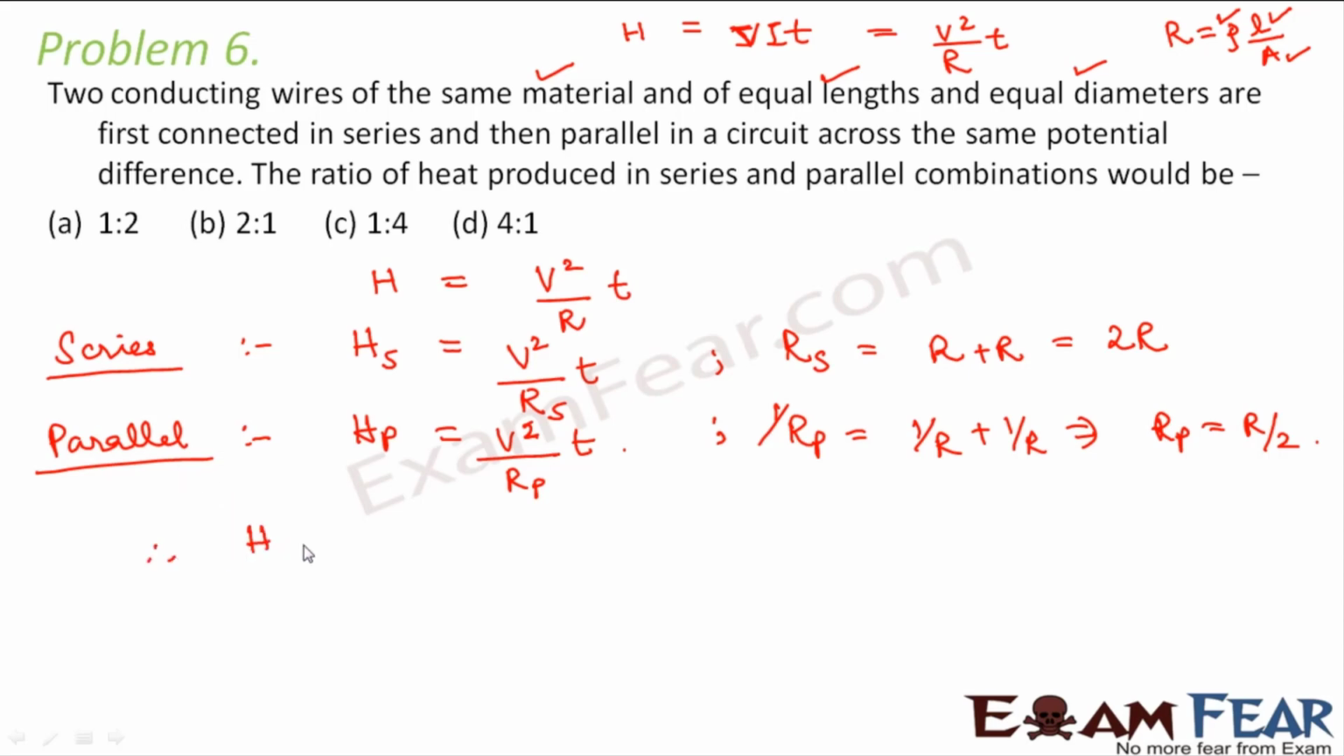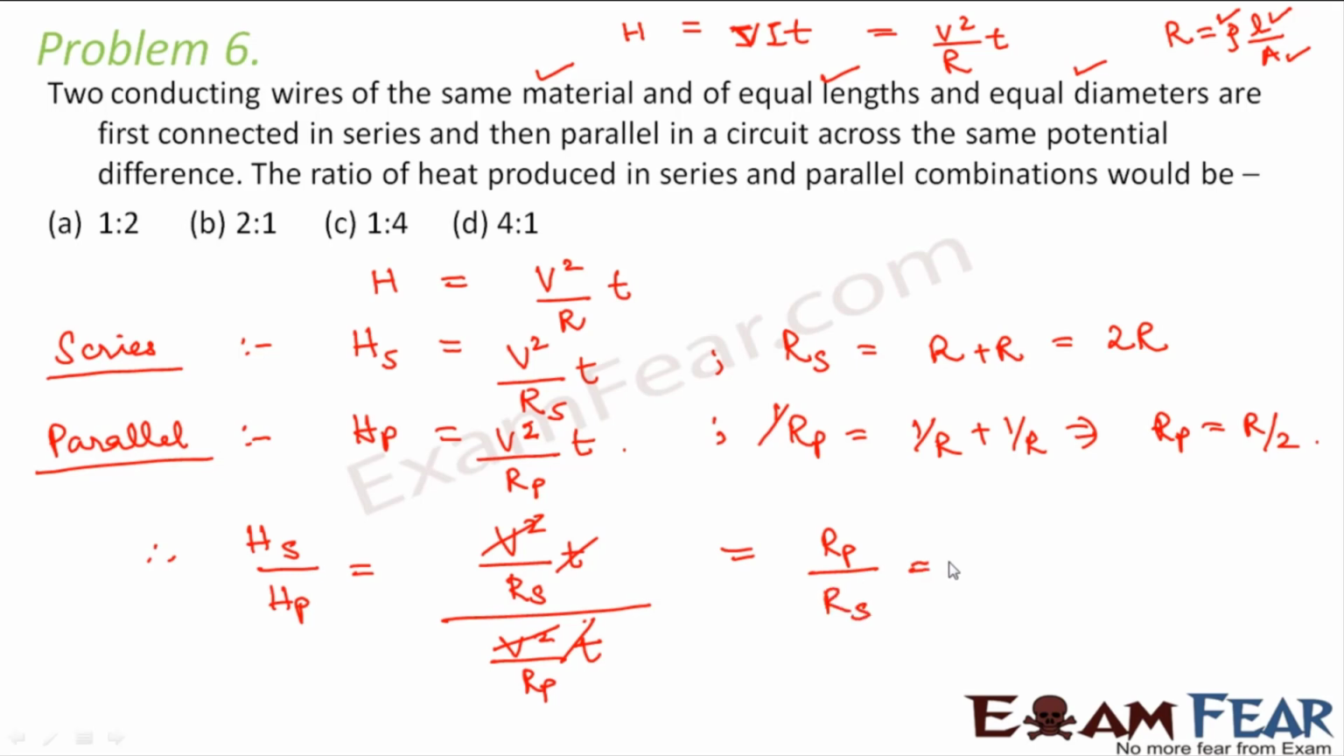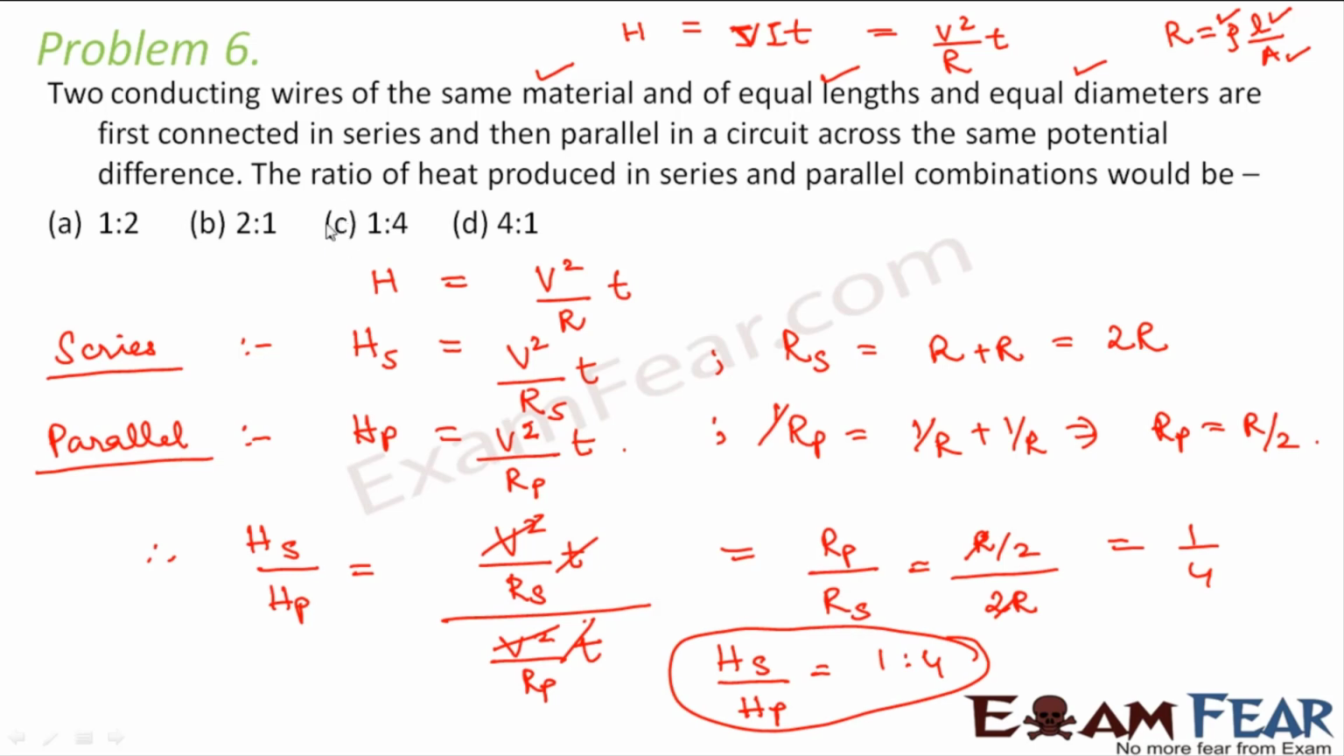Therefore, the ratio of the heat produced in series combination to the parallel combination will be equal to V square by Rs into T divided by V square by Rp into T. So this V square and T will get cancelled. So we get Rp divided by Rs. Now Rp is R by 2 divided by 2R. So R will get cancelled and we get 1 by 4. So Hs by Hp will be equal to 1:4. So if you look at it, option C would be the correct option.